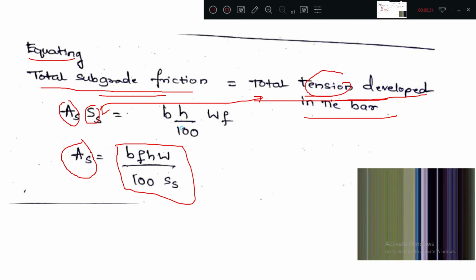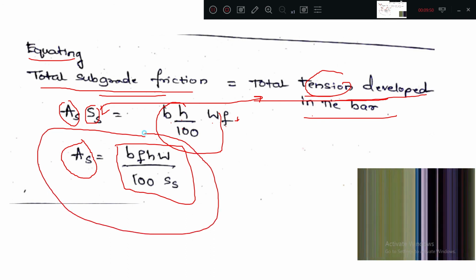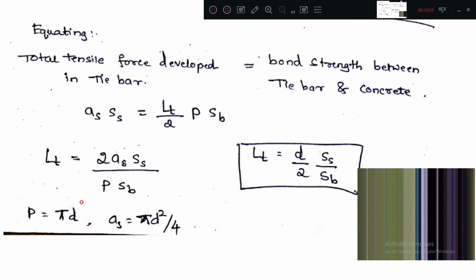So total subgrade reaction, how we write it: B into H by 100 into W into F. These are the dimensions of the slab and this is the frictional coefficient. So this is nothing but subgrade friction, BHWF by 100. Keeping AS only on the LHS, you take other terms to the right hand side. You can easily get the expression for AS. Remember one thing, B is in meter, H is in centimeter.